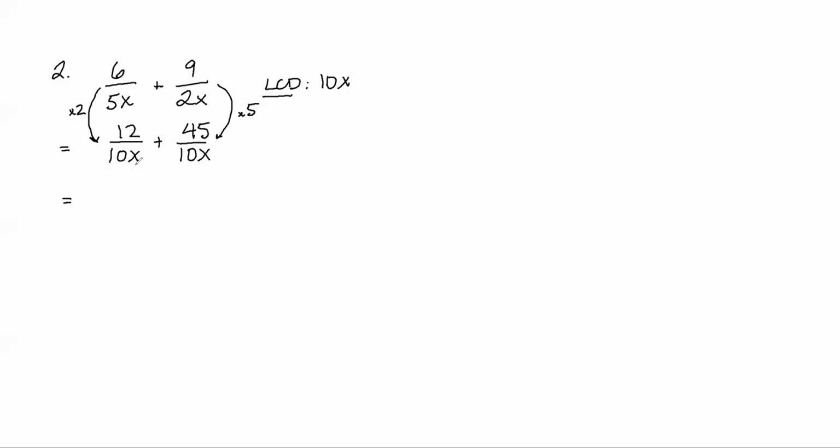Now, if we go ahead and add our fractions together, we're going to keep our denominator. 12 plus 45 is 57. All right, so now if we wanted to go ahead and reduce this, the only numbers that go into 10 are 2 and 5 and 10. None of those go into 57, and so this is as reduced as we can get here.